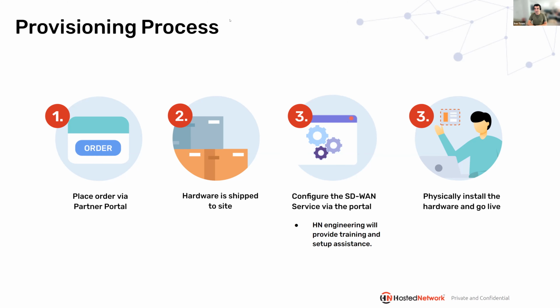The hardware is then shipped to site. So whichever hardware that you've chosen, if you've chosen hardware, if it's virtual, obviously we just send you the link to the ISO. You then configure the SD-WAN service via the portal, right? So we will provide you a service completion advice, or SCA. And from that, we'll have your portal login details and things like that. And if you require it, you can organize an engineering session with our team where we will actually guide you through the actual configuration. It's pretty straightforward, as you saw, but it's always good to have a helping hand the first couple of times that you do that.